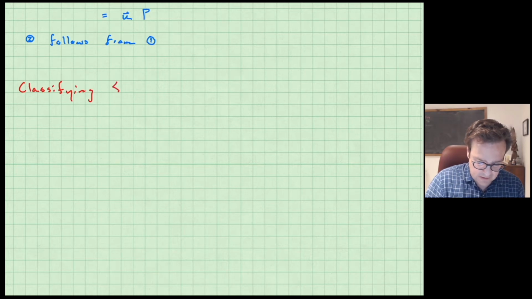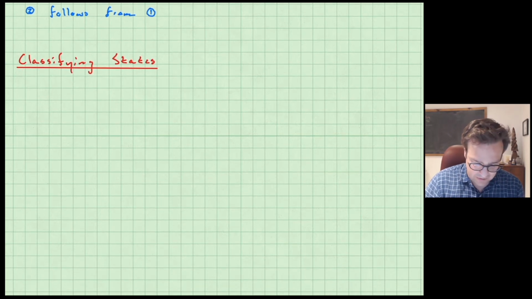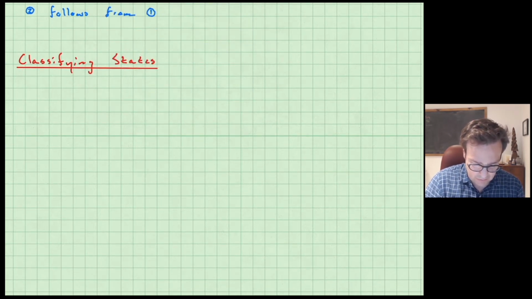And the need for this is pretty well illustrated by one of the previous examples we saw. So let's look at the gambler's ruin. So remember, recall, let's just sketch its directed graph representation.